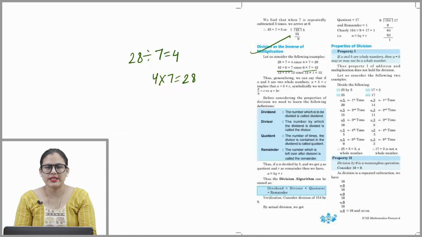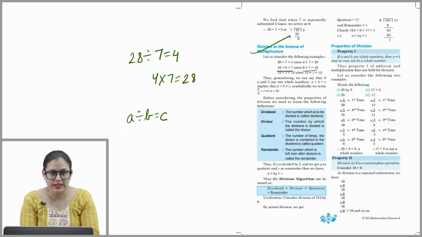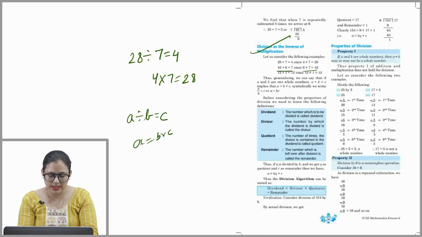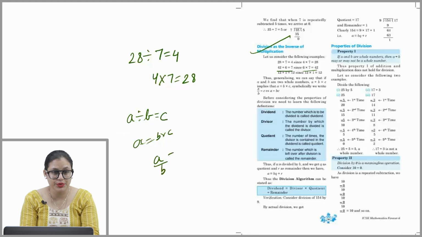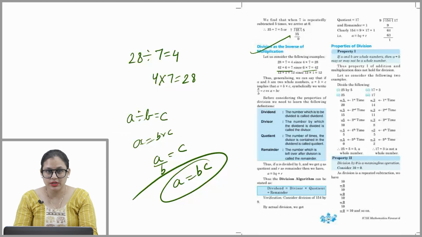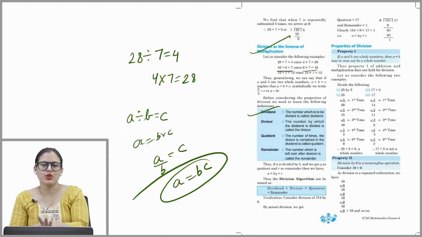Thus, generalizing, we can say that if A and B are two whole numbers, A divided by B is equal to C implies that A is equal to B into C. Symbolically, we write A by B is equal to C, or A is equal to BC, that is B into C. So, before considering the properties of division, we need to learn the following definitions. And I am sure you know about all these terms.